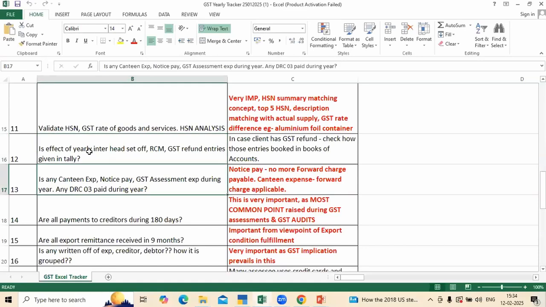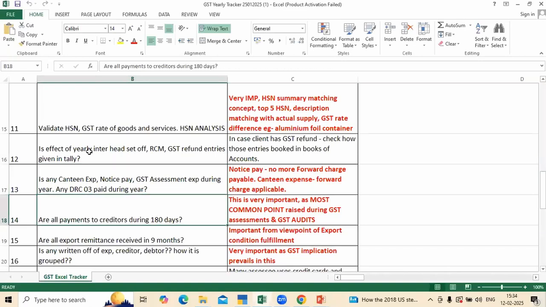Now, point number 13. In case you have any canteen expense in your books of account, ensure that you have paid tax under forward charge. Earlier, canteen expense did not have any GST applicability. But after various judgments, the department has come up with clarity that if any company is giving canteen services to its employees, that company needs to discharge GST on that. Earlier, notice pay was taxable, but now GST on notice pay has been removed. In case there is any GST assessment during the year, we need to give the impact of that in our books of accounts.